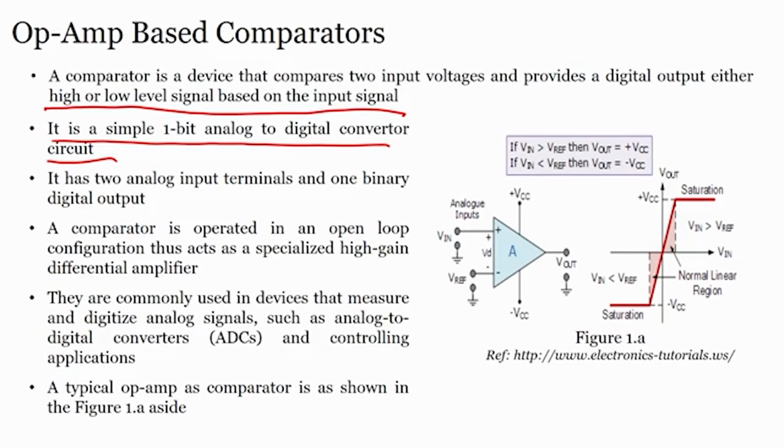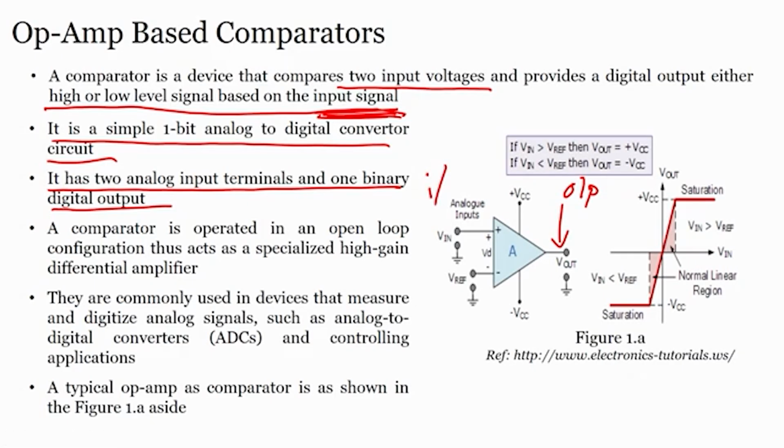The op amp based comparator. Once you know that the comparator is nothing but a device that compares two input voltages and provides the output, high or low, based on the input signal. That means, if the input signal is higher than the reference voltage, it will give you a high, and if your input signal is less than the reference voltage, it will give you low, correct. Now, it has two analog input terminals and one binary digital output terminal. So, this is the output terminal, and these are the input terminals, input 1 and input 2.